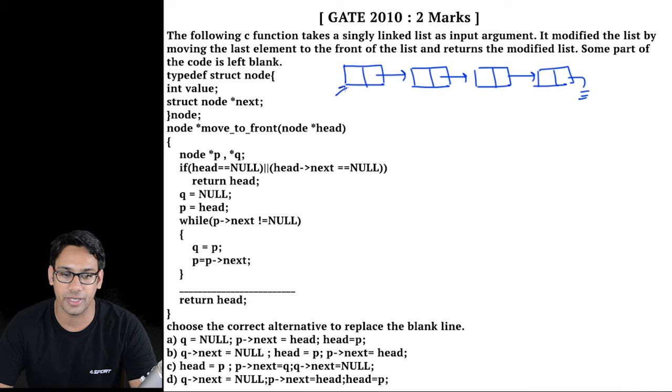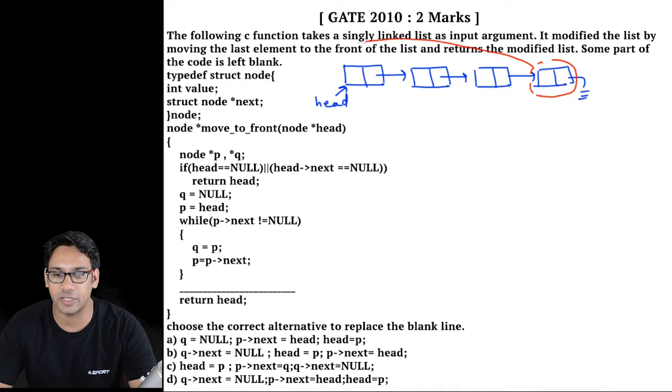and this is pointed by head. So what we are going to do is you have to move this last node into the front of the linked list. So if this last node is moving to the front of the linked list, that means there will be a new front node and head will be pointing to the new front node.